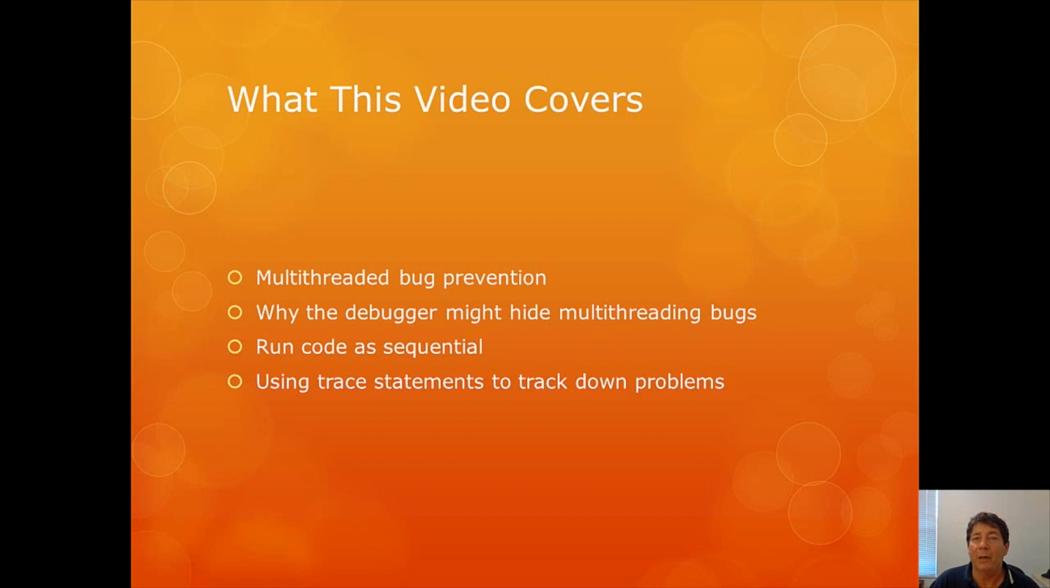So here's what this video covers. The first is how to prevent bugs in the first place. It's easier to prevent bugs than to actually fix them. The second thing we'll talk about is that the debugger can sometimes mask off bugs in a multi-threaded application. The third thing we'll talk about is the option of running code in a sequential way while you're trying to debug it. And lastly, we'll talk about using trace statements to track down problems.